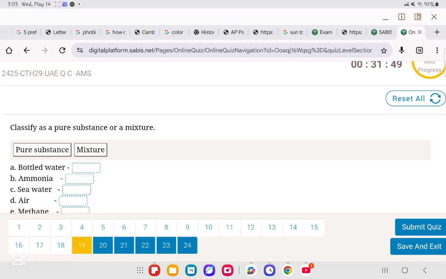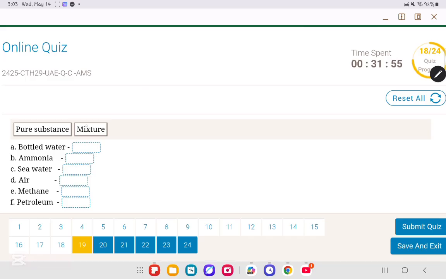Number 19. Okay, you have to distinguish between mixture and pure substance. Bottled water is a mixture. Ammonia is a pure substance. Seawater is a mixture. Air is a mixture. Methane, however, is a pure substance. Now, petroleum, this may confuse you, but it's a mixture.